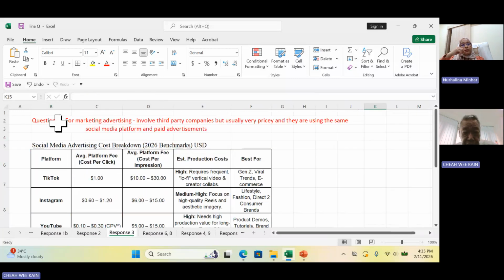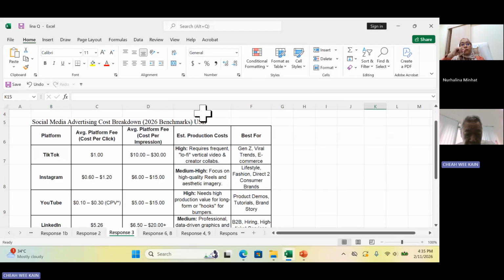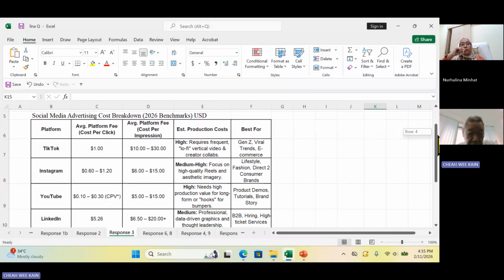Now, let's go to number 3. Let's talk about market advertisement involving third parties, usually very pricey. Let's look at it. I'm giving you the figures in US dollars, in case you go somewhere to do the advertisement.